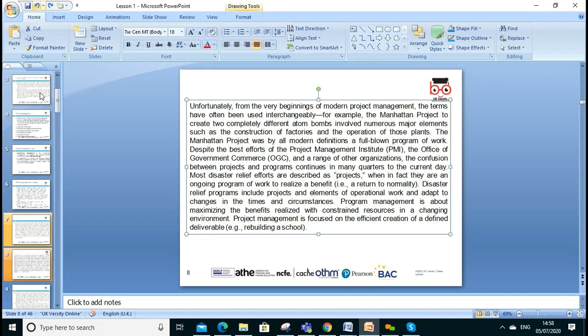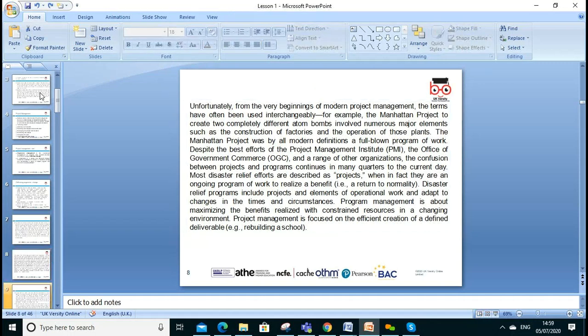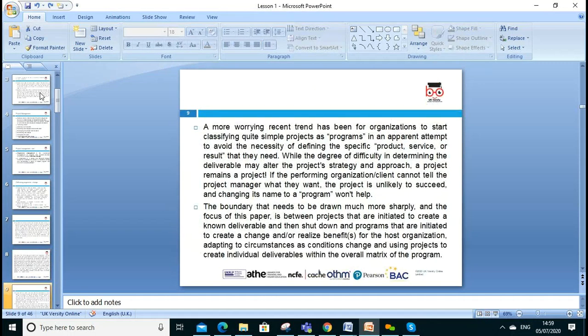So we can look at the constraint, the word there, changing environment. Project management is for efficient creation and delivery of what is defined and desirable. Okay, next we can look around.